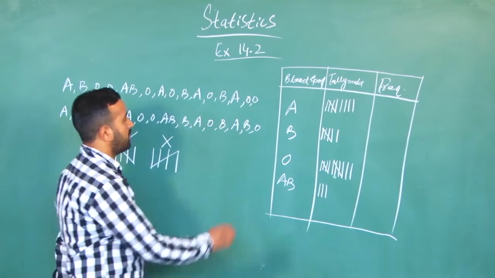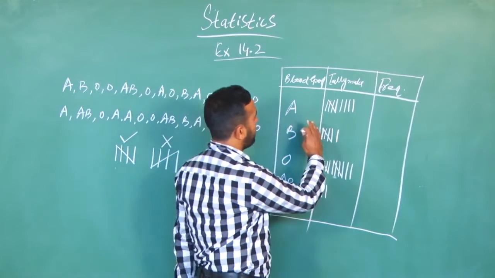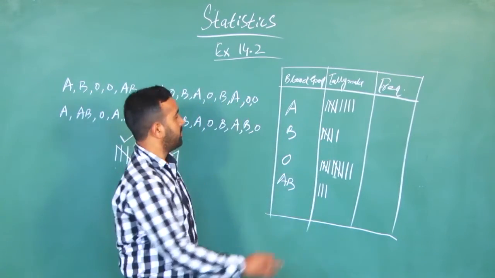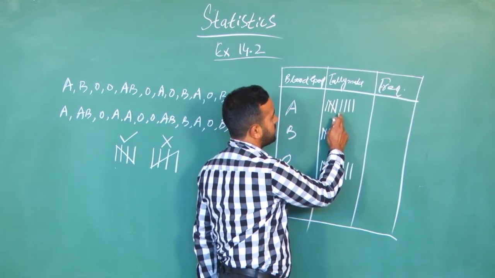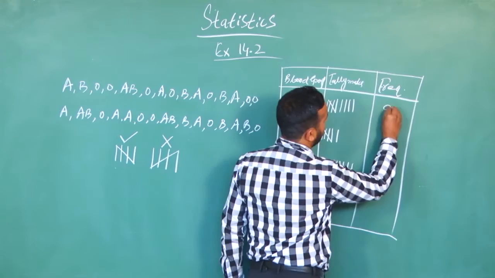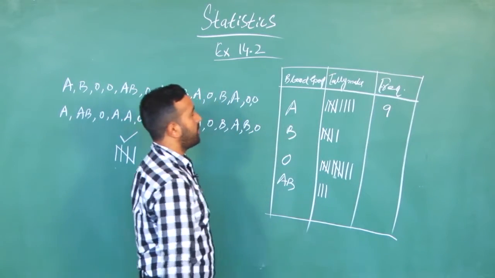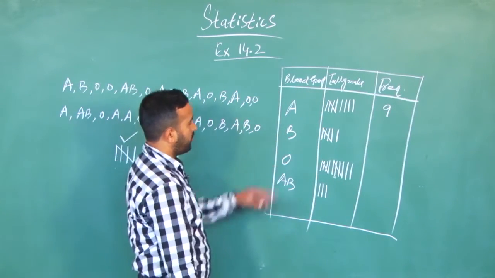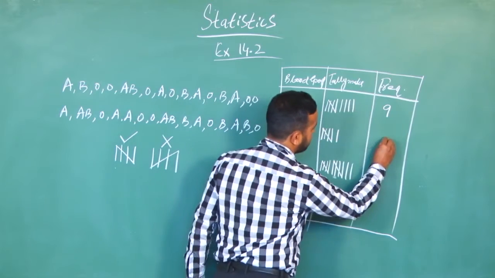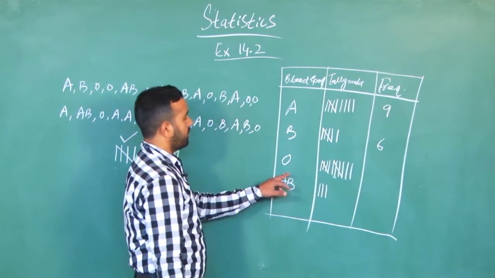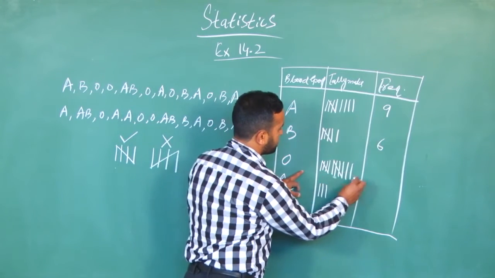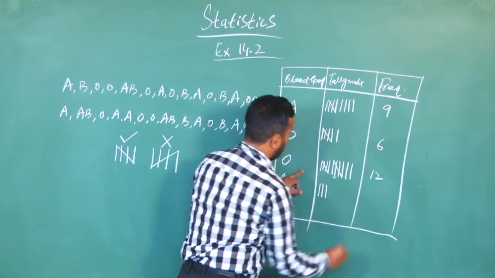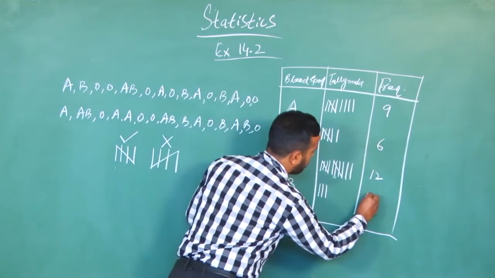Now let us count how many tally marks here in the blood group of A. How many of the children are there having blood group A? It's 5, 6, 7, 8, 9. 9 of the children of this class have blood group A. For B, we have 5 plus 1 is 6. Then for blood group O, we have 5 plus 5 is 10, plus 2 is 12. And for AB, we have 3.